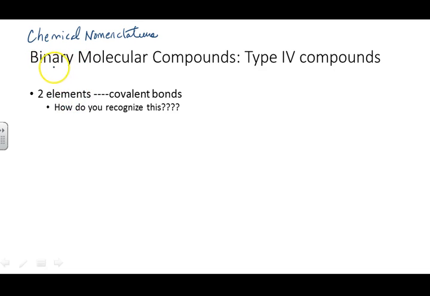We start out, there are multiple types of compounds. Since I'm starting with covalent compounds, we're actually beginning with something that would be known as a type 4 compound. These are binary molecular compounds. Binary means 2, molecular means covalent. So we have 2 elements with covalent bonds. How do you recognize this? Well, we know that if we have 2 nonmetals with a difference in electronegativity less than or equal to 1.7, then we have covalent bonds.